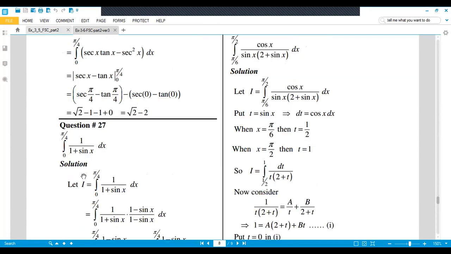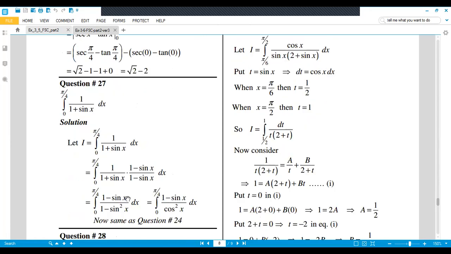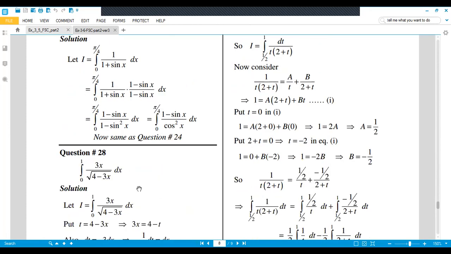Number 27, from 0 to pi over 4, 1 over 1 plus sine x. When we have such a type of function in integration, first you rationalize it: multiply and divide with 1 minus sine x, we get 1 minus sine x over cos square x. So just like number 24, you solve it. Look at the solution of number 24 and solve it like that.